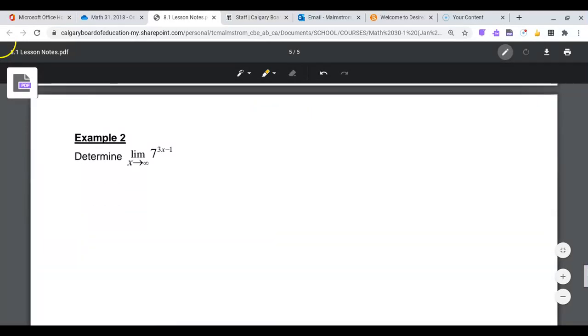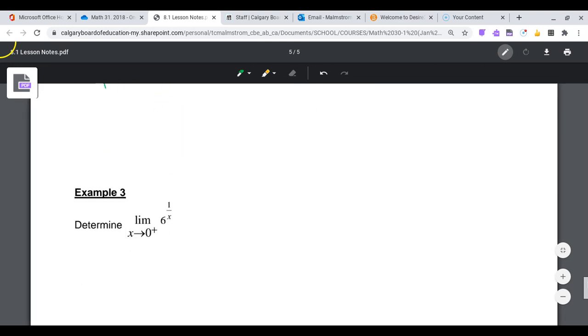Okay, number 2. So as x goes to infinity, really think about this, guys. 3 times a very, very large number minus 1 is still going to be a very large number. This is going to be 7 to a very big number. Well, of course, that's just going to go to infinity. Now again, the limit itself does not exist. We can't say a limit is infinity. This is really about analyzing for curve sketching.